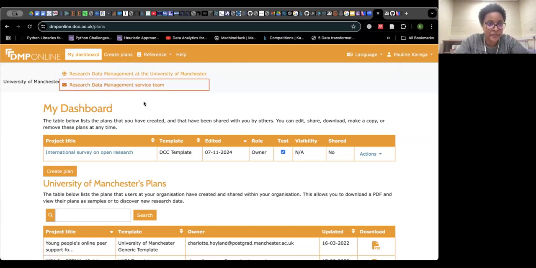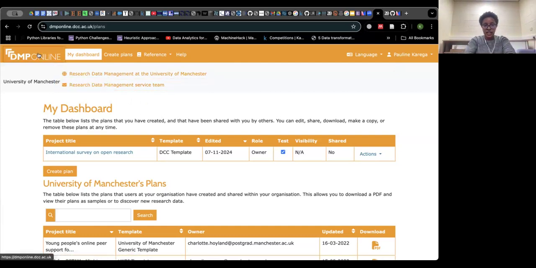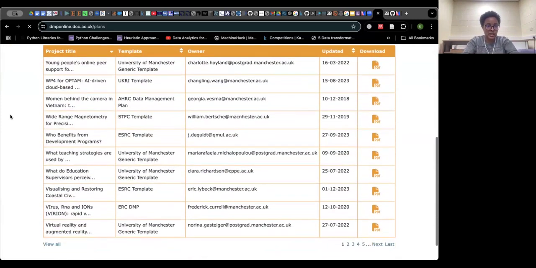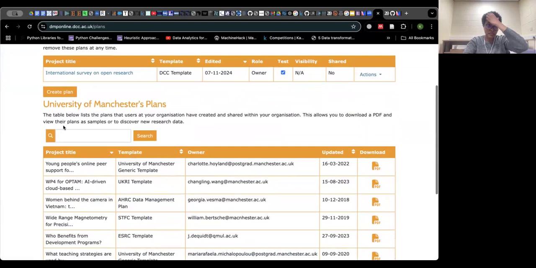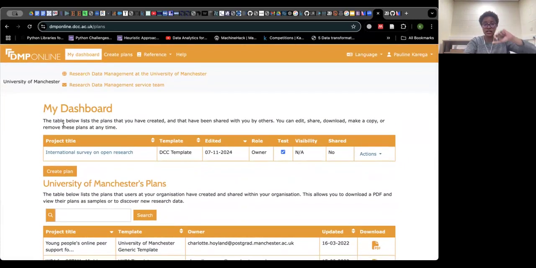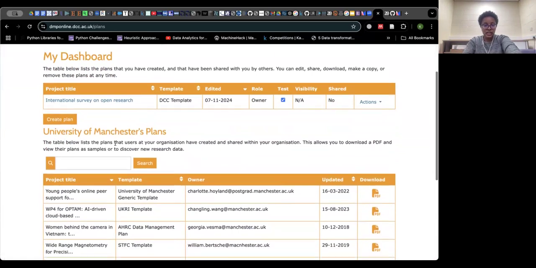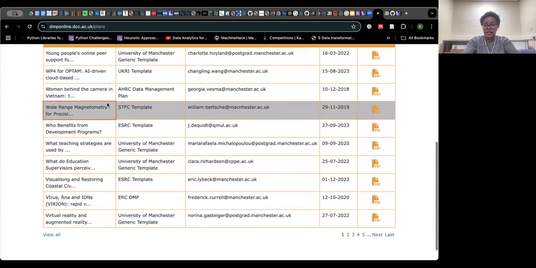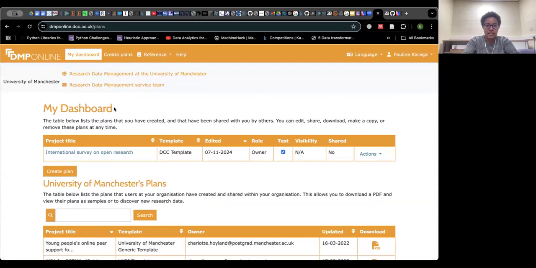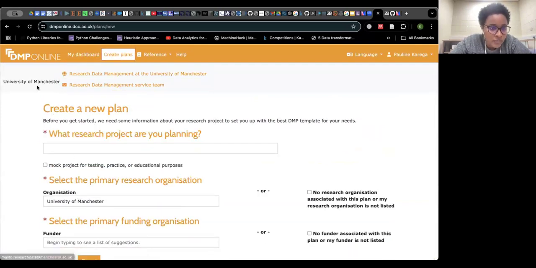Good stuff. Okay. When you're using DMP, DMP Online has a lot of publicly available plans. So when you log in, for example, and you have an institutional account, it gives you access to plans that are available by your university, but it also gives you access to other plans that are available online.